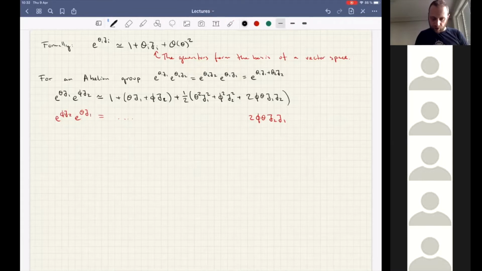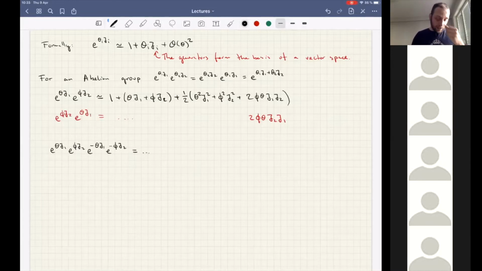So what I want to look at now is something of the following form. e to the theta J1, e to the phi J2. So that was just this. And then the inverse of this. So that's e to the minus theta J1, e to the minus phi J2.